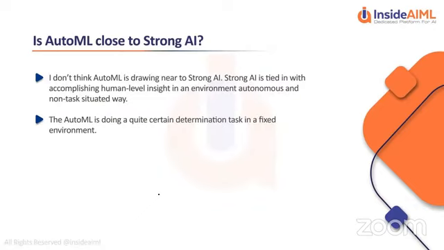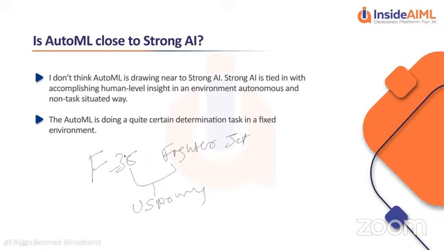Now, is AutoML close to strong AI? What does strong AI mean? You people might have learned about the F-35 fighter jet. The F-35 fighter jet is the most advanced fighter jet we currently have in this world, and it was produced by the US Army. This particular fighter jet has strong AI in it. Strong AI means it has human kind of capabilities to some extent. To some extent, it will take decisions the same as humans take. This is strong AI.